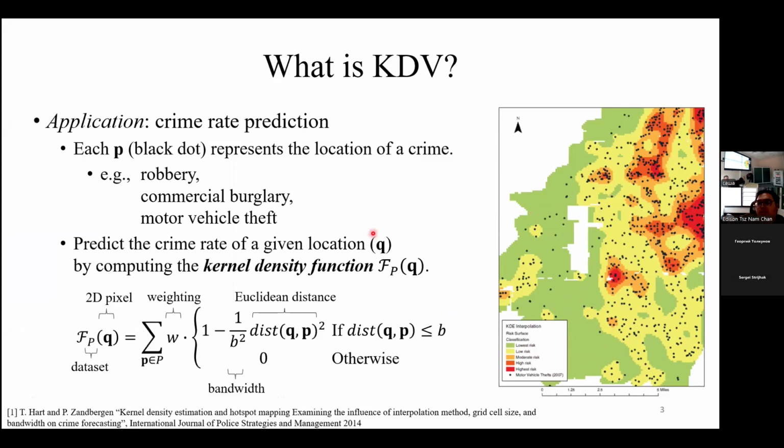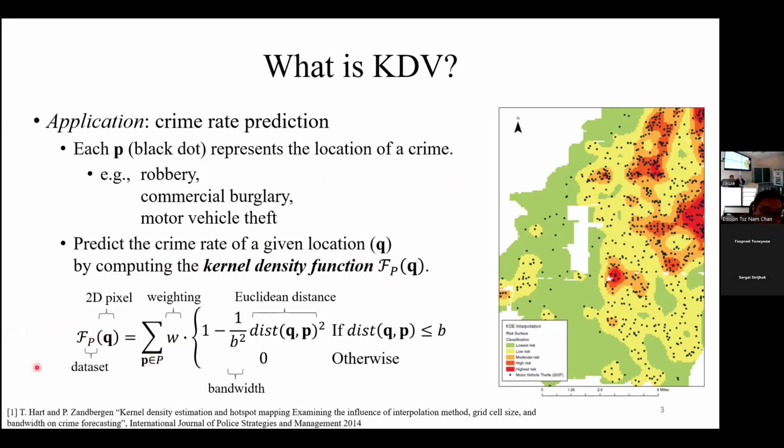And then you will say, okay, kernel density visualization, then what is kernel density visualization, KDV? So I will use this crime rate prediction as an example to illustrate this concept. We can see that there are so many black dots here. Each black dot represents the location of a crime. For example, it can be a robbery, commercial burglary, or motor vehicle thefts. So we need to predict the crime rate of a location q by computing the kernel density function F_P(q), and F_P(q) is stated here.